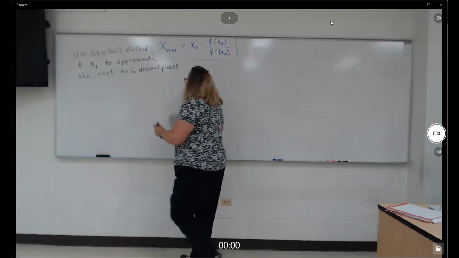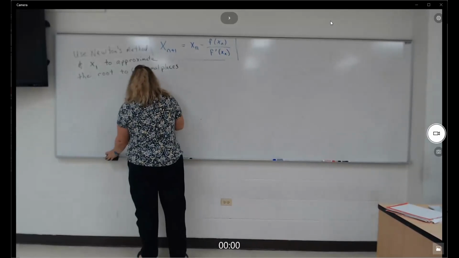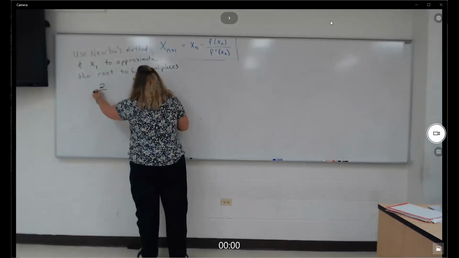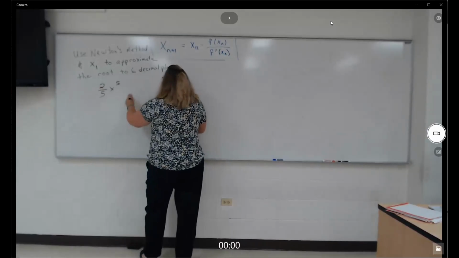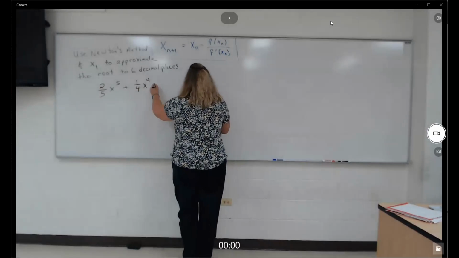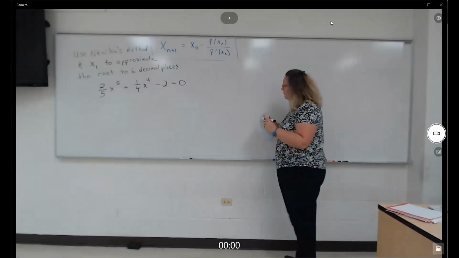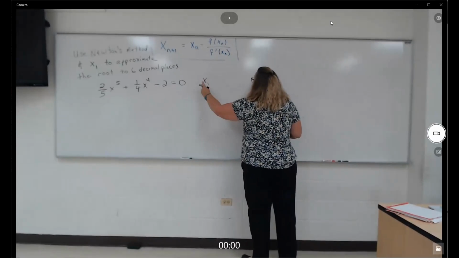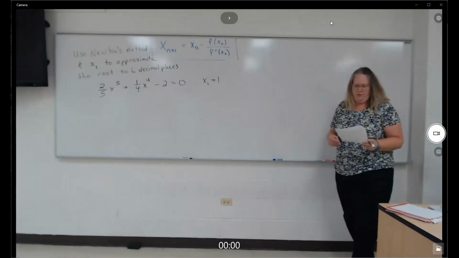Okay, and then they give us a crazy function: 2/5 x to the 5th plus 1/4 x to the 4th minus 2 equals 0. And then they want us to, the first approximation is 1.